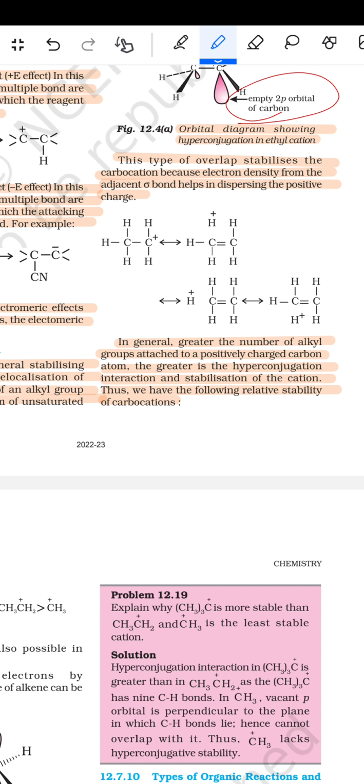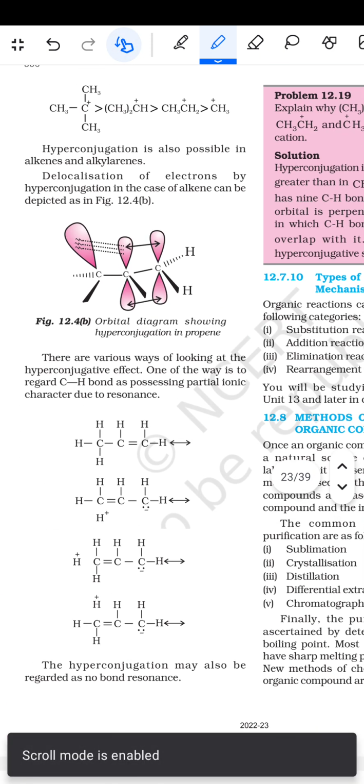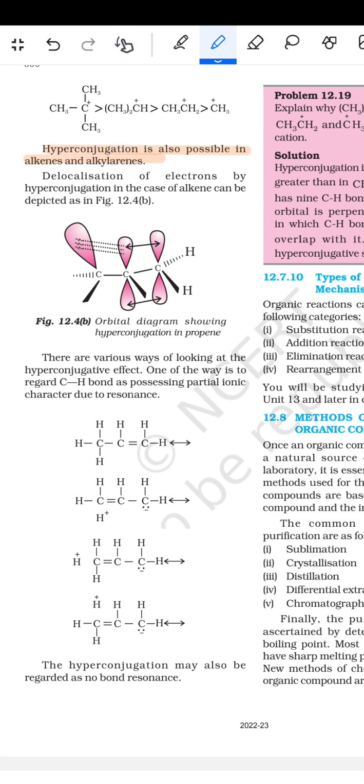Now, hyperconjugation is also possible in the alkenes and the alkyl arenes. Delocalization of the electrons by hyperconjugation in the case of alkenes can be depicted as in figure 12.4b. Orbital diagram showing the hyperconjugation in the propene.